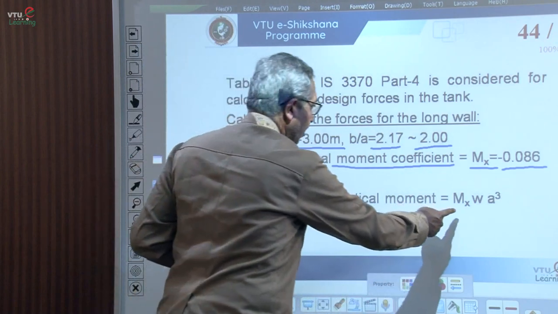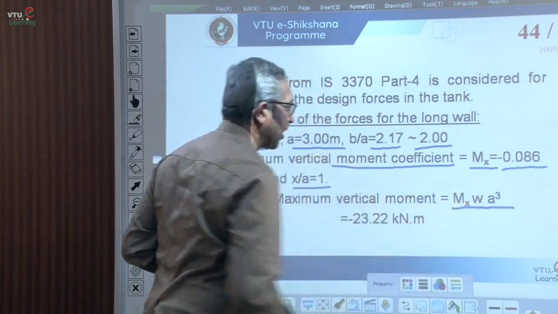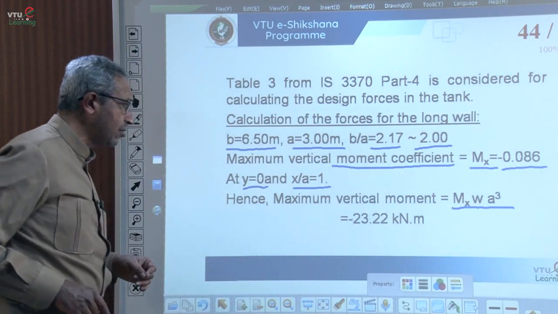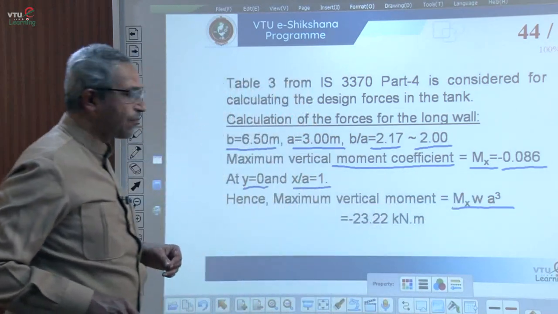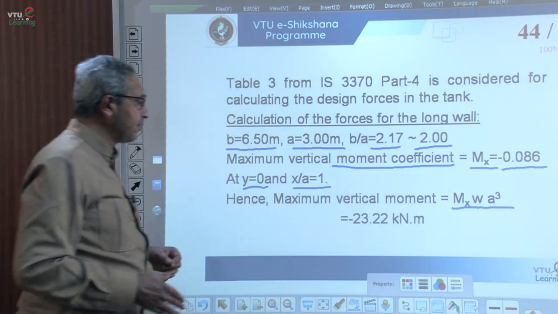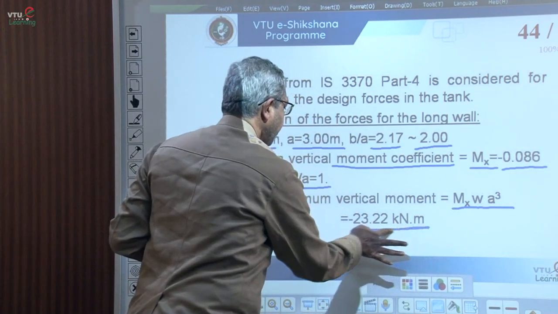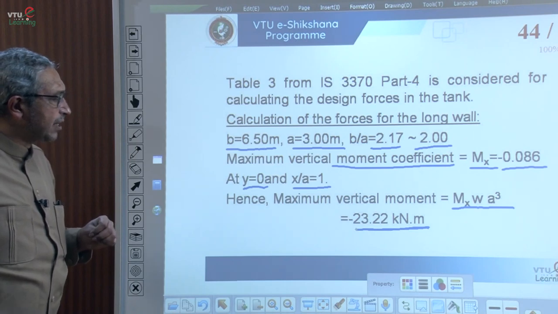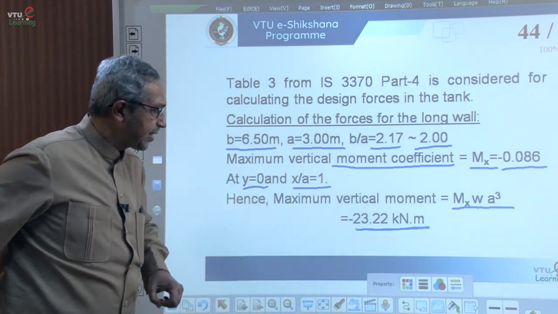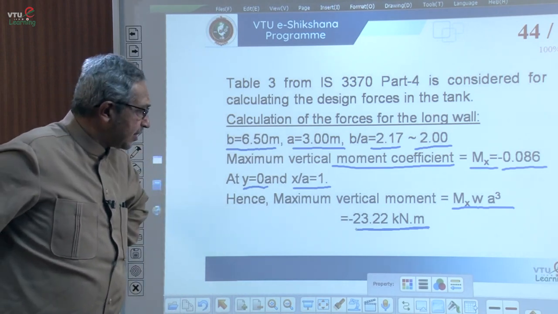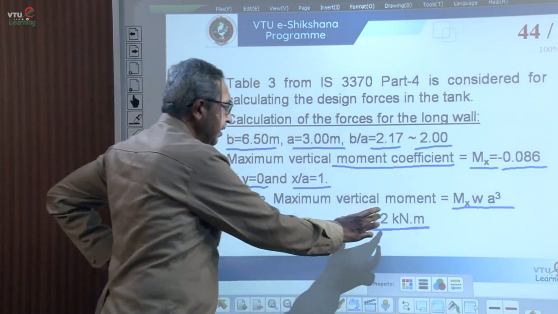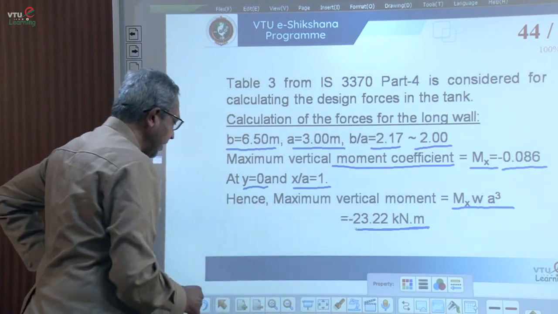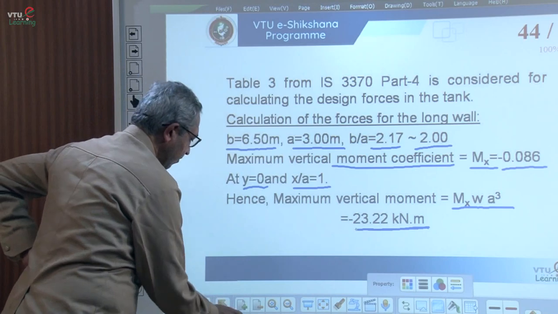Hence, the maximum vertical moment is Mx w a cube. Mx is the coefficient, w is the unit weight of water, and a is the total height of the tank. Substituting these values, we get the maximum vertical moment at the base of the tank as minus 23.22 kilonewton meter. The minus sign indicates that it is a negative bending moment. However, we consider the absolute value of this bending moment for our design purpose. So this is the moment obtained at the base of the long wall.